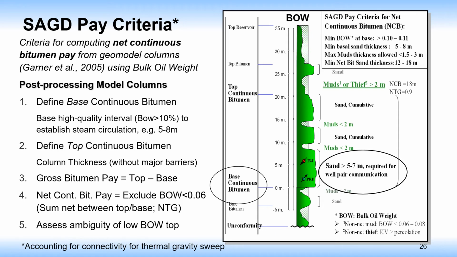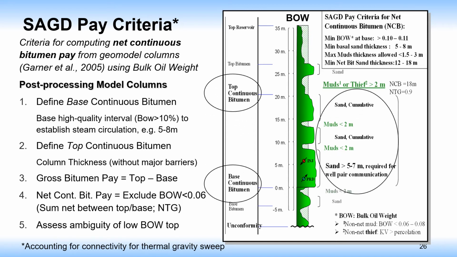as your non-net. But as long as it's below that thickness that you set, then it's going to keep accumulating, or it's going to keep going up until it gets to a thicker non-net, and that's going to be the top. So that top then defines the gross thickness, and that's top minus base. And then if you remove the non-net, that gives you the net to gross, or the net continuous bitumen pay. So the only problem is this ambiguity about low bulk oil weight.